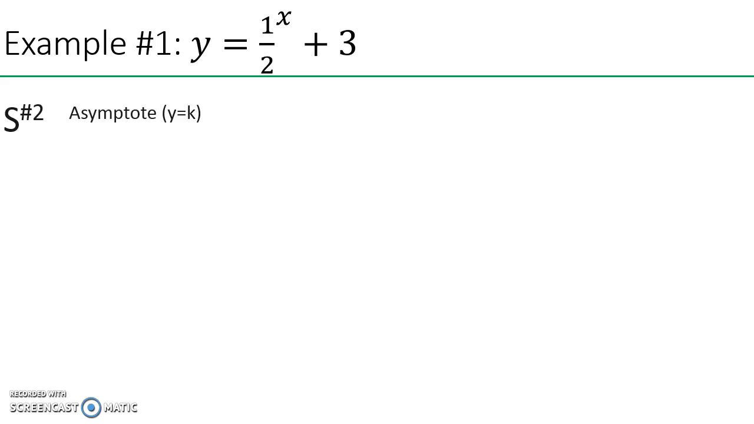Now our next step is to find our asymptote. Remember, for our asymptote, y equals k. So y equals (1/2)^x plus 3. Here, my value for k is 3. The k is out here by itself. So since k is 3, and the rule for my asymptote is y equals k, my asymptote is y equals 3.